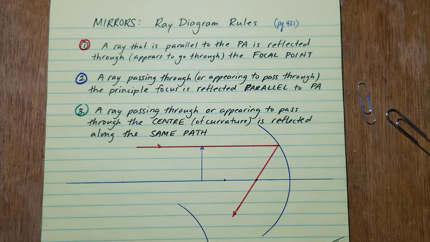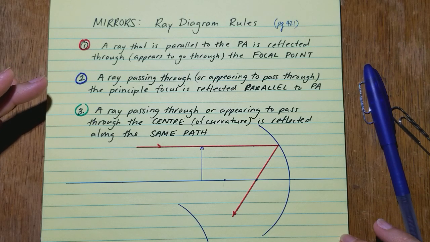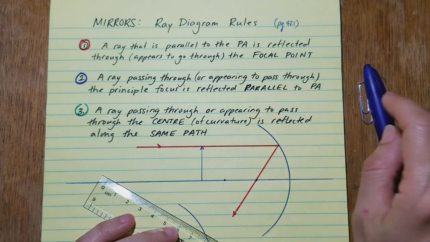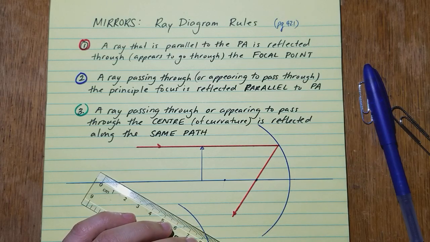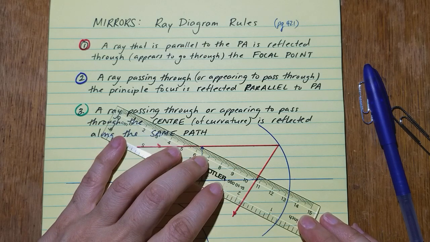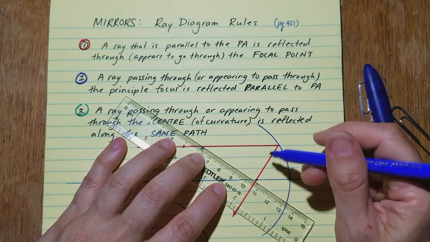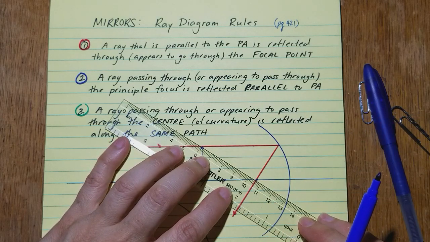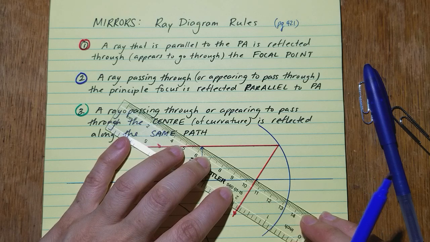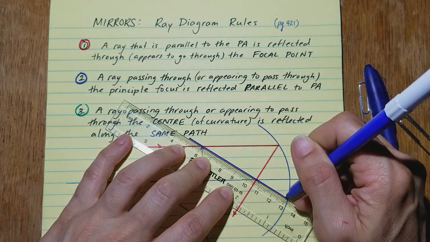All right, so now the next one is actually the opposite. A ray passing through or appearing to pass through the principal focus is reflected parallel to the principal axis. So I'm going to do that one in blue. So now this time I start from the tip, and I always draw it a little bit further away. This one goes from the tip through the focus or focal point. Remember, we always have to go to the mirror because the mirror is where the reflection occurs. So here it gets reflected.